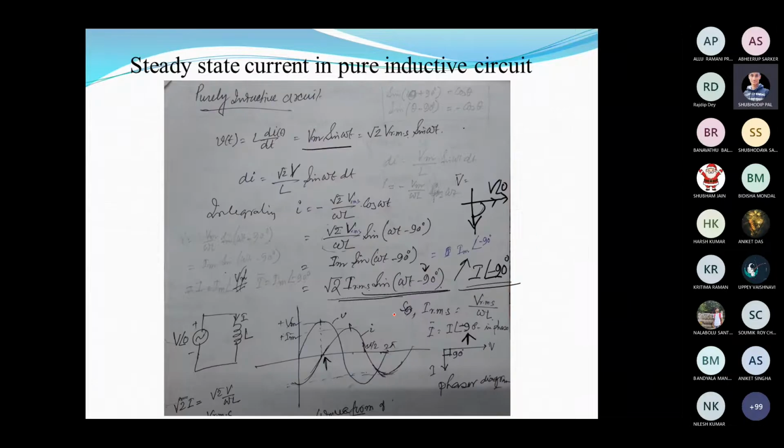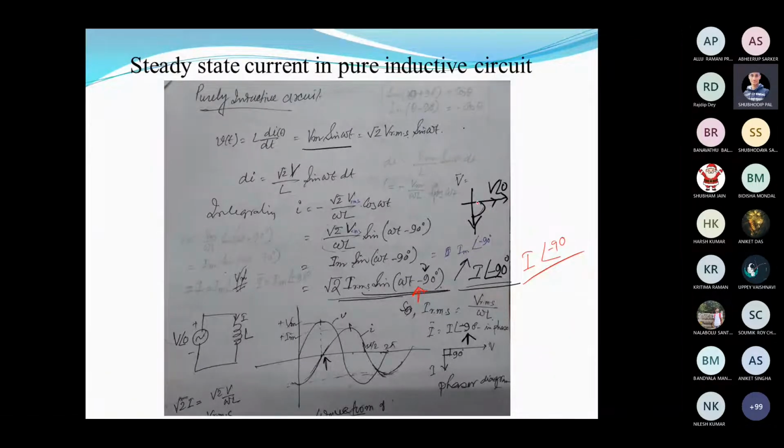All right. Similarly, for an inductor, the current expression lags by 90 degrees. All this I'm just showing you. So how will we represent the phasor value? Say I is RMS and its angle will be minus 90 degrees. So it is a representation.